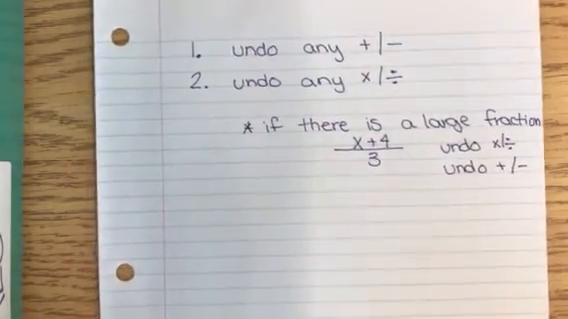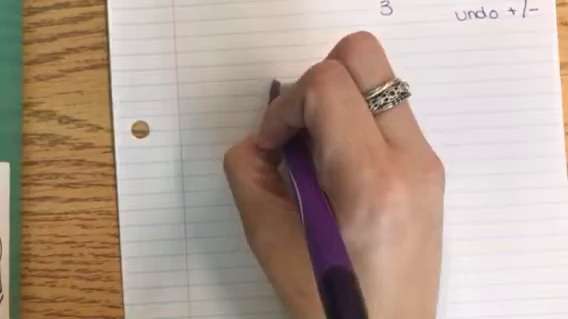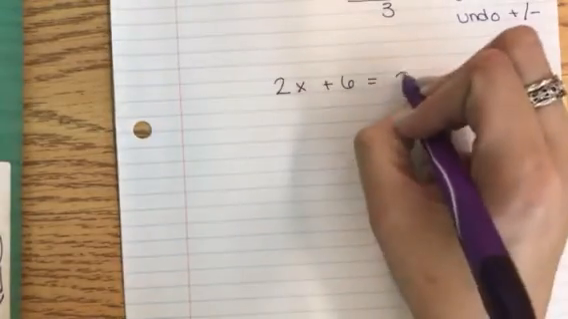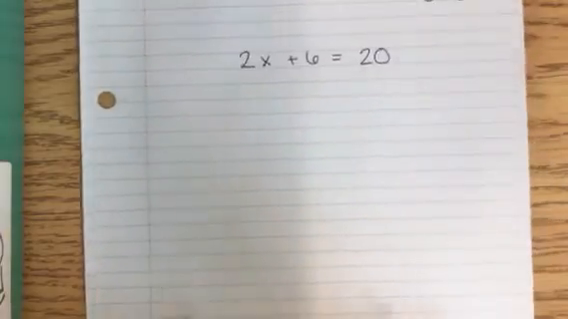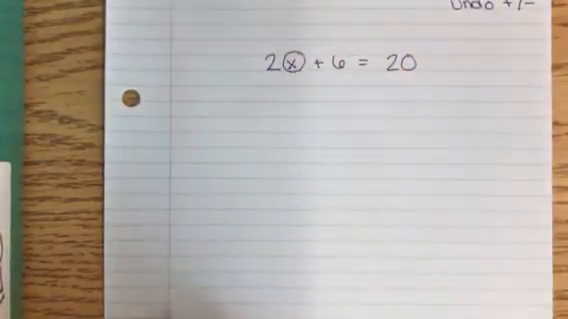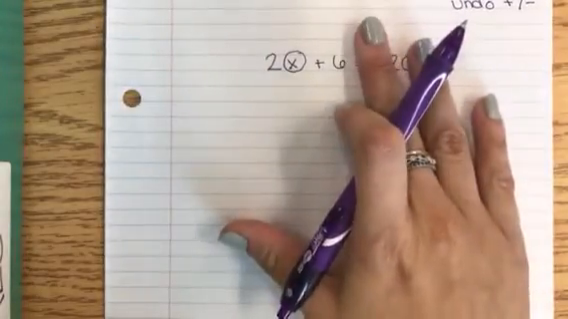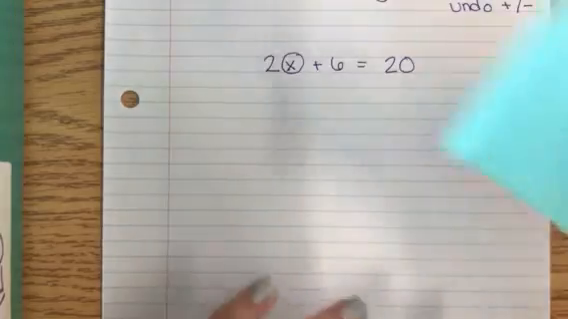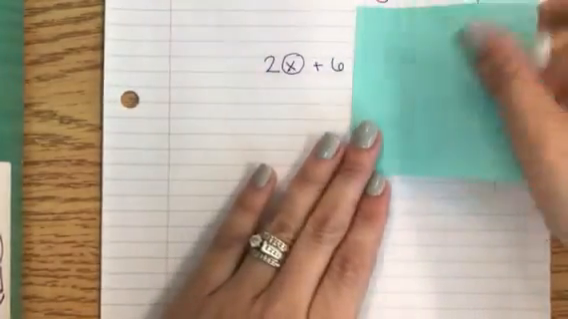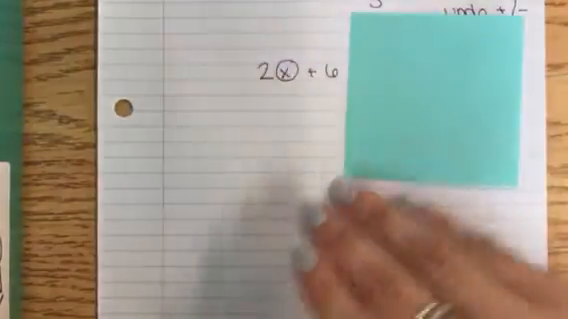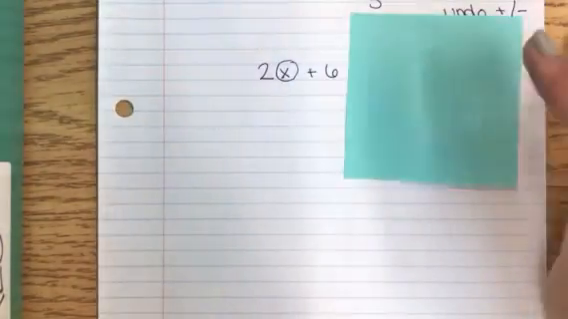Okay, so if we look at some examples here, our very basic would be something like 2x plus 6 equals 20. We still want to go back to those basic steps that if we see a variable, we're going to identify it. That is the side of the equal sign we want to focus on. So we are going to ignore everything else. If that means you need to take a Post-it and cover up the other side of the equal sign, that's fine. Whatever you need to do to keep those two sides separate.